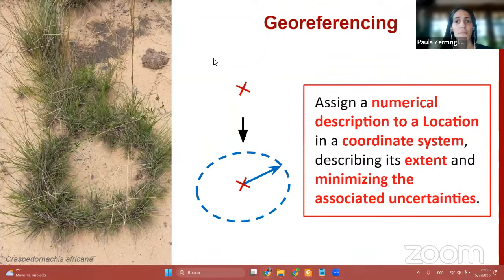So just as a reminder, we have mentioned this before. What is georeferencing? If you need to review these concepts, you can go back to the previous module, module 1, in particular geographic concepts. But here we're going to repeat it so that we have it in mind. Georeferencing is assigning a numerical description to a location in a coordinate system that describes its extent and minimizes the associated uncertainties. So keep this definition in mind, because we're going to see how we can apply it when using different georeferencing methods.